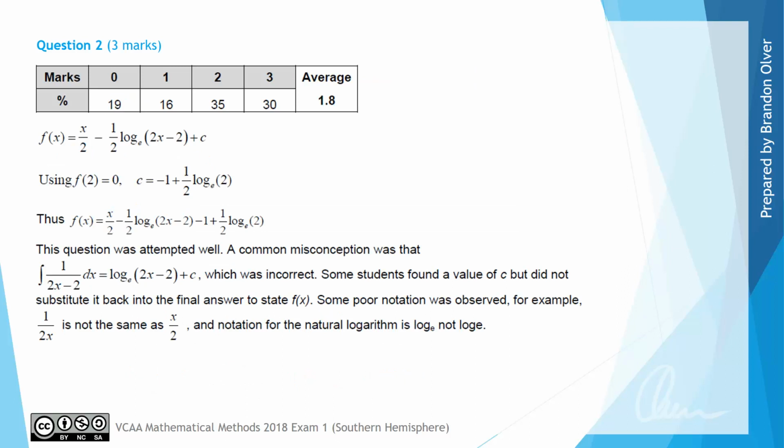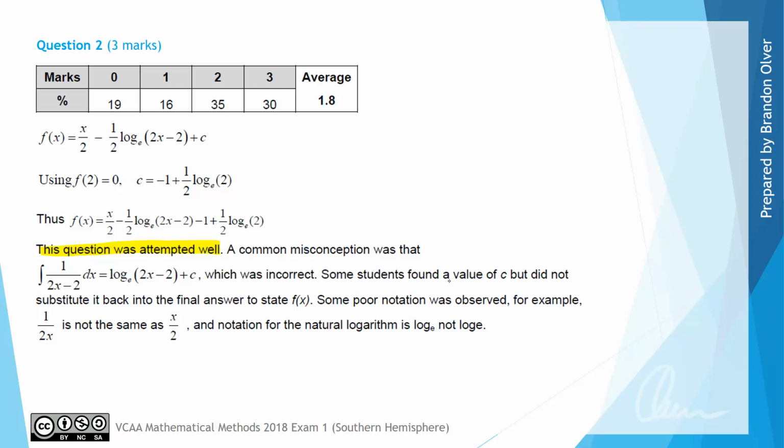So we can see from the examiner's report that only 30% of students got this fully correct, with 35% of students getting 2 marks out of 3. Overall, the question was well attempted. However, a common misconception was that the integral of 1 divided by 2x minus 2 is equal to log e of 2x minus 2. And that was incorrect. You needed to have the half out the front.